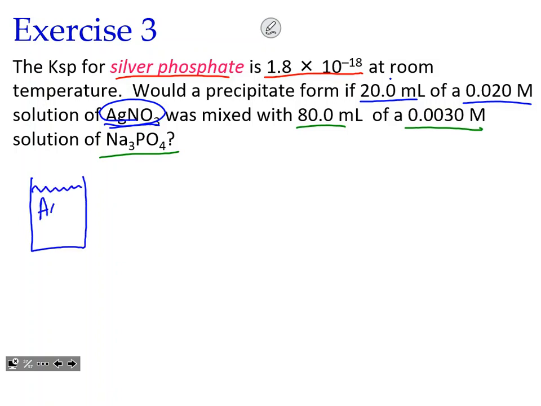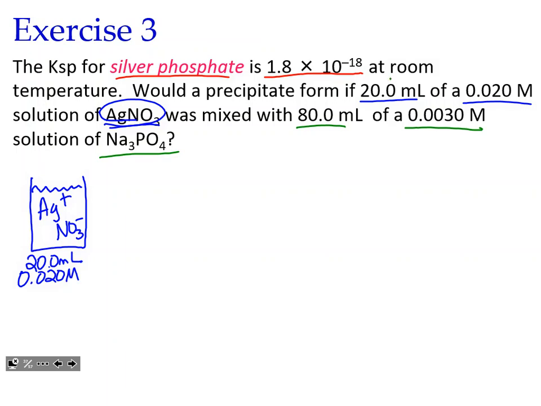And in there, there are silver ions and nitrate ions. They are floating around in there because silver nitrate is soluble, because all nitrates are soluble according to the solubility rules. So super large Ksp, we don't really care about Ksp for this one because it's totally soluble. But we have a beaker that contains 20 milliliters and it's at 0.020 M.